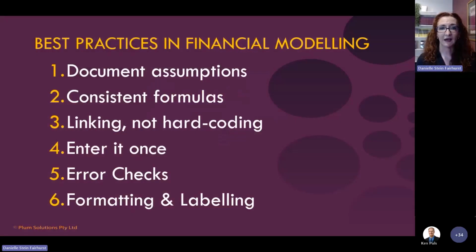So the 6 points of best practices, I'd like to just go through them, because a lot of what we consider to be best practice in financial modelling is actually trying to reduce the possibility for error. This is the problem with using Excel: you can create just about anything in Excel, but it is just so easy to make a mistake. So we're trying to reduce the possibility for error.